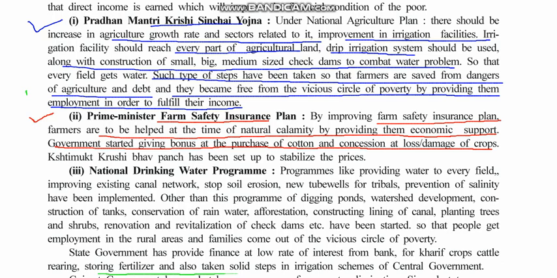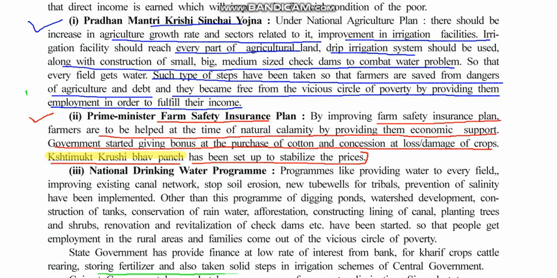So a lot of farmers are going to benefit under this particular scheme, the Prime Minister Farm Safety Insurance Plan. Here the government provides a certain amount, which is already fixed, to the farmers as a part of the compensation for the loss that they have incurred. So Shiti Mukt Krishi Bhav Panch is the committee. Remember this: Krishi Bhav Panch is the committee which will decide what kind of compensation and how much compensation has to be given by stabilizing the prices.